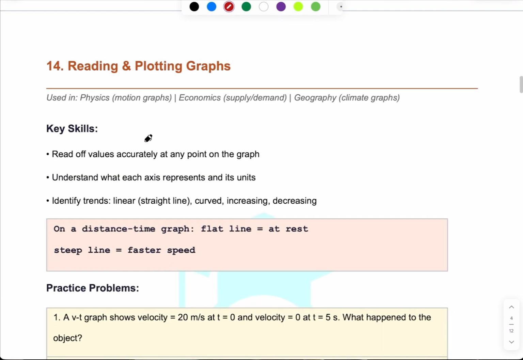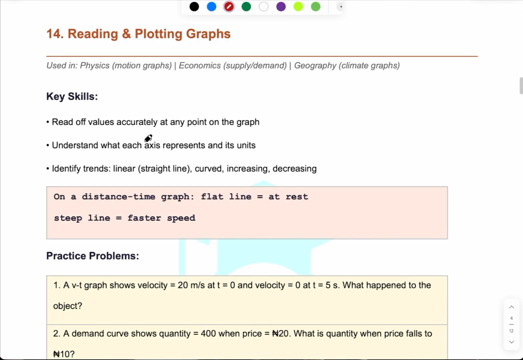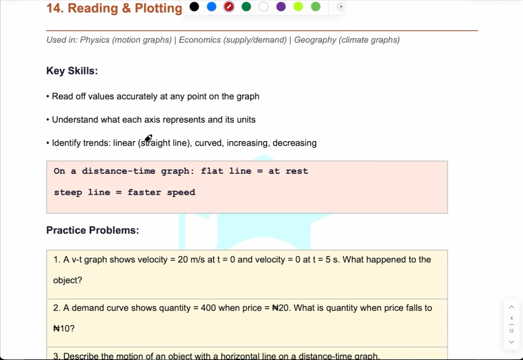Now let's go to the next one, reading and plotting of graphs. This one is also very important. You need to learn how to read graph, and you need to learn how to plot graph. But it's very easy. One of the things that you need to understand is that there are 3 major types of graph that you'll be asked. I'm going to be teaching you linear graph first. So for linear graph, you can have a graph like this. You can have a graph that is going like this, and you can have a graph that is flat like this.